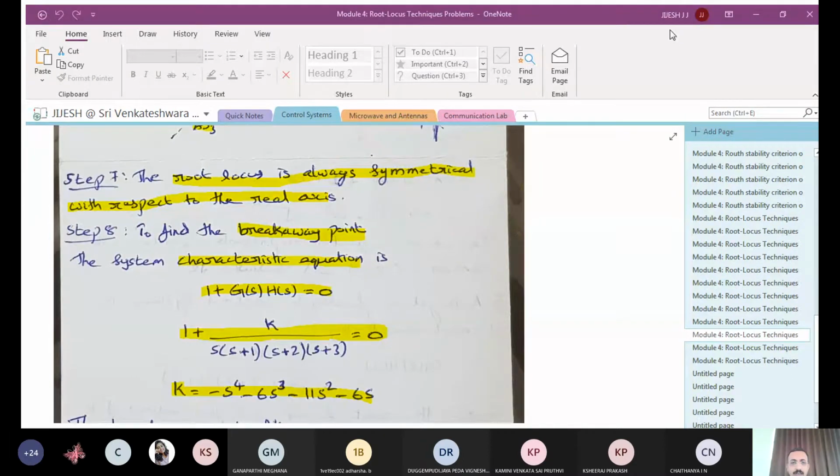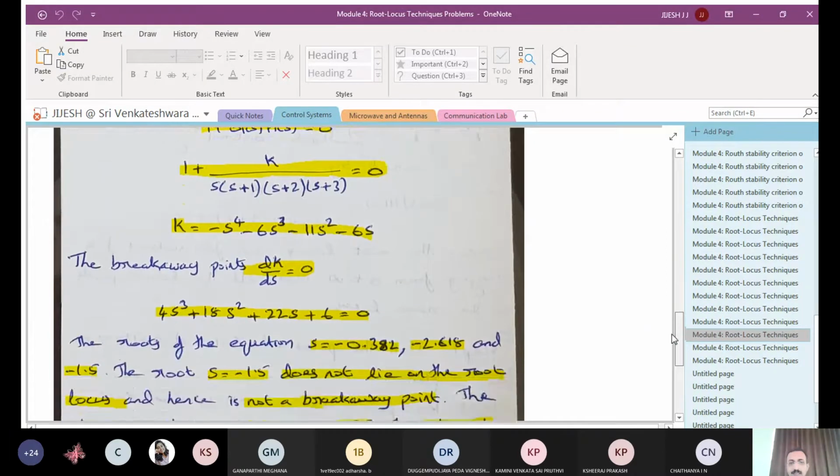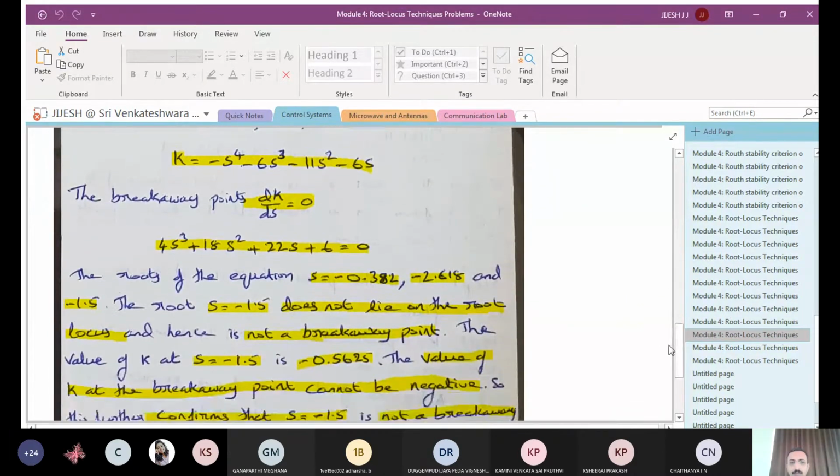Then further we got the equation for K as minus s raised to 4 minus 6s cube minus 11s square minus 6s. After that, to find the breakaway point, we took dK/ds equal to 0, and we got this equation: 4s cube plus 18s square plus 22s plus 6 equal to 0. When we found the roots, we got s equal to minus 0.382, minus 2.618 and minus 1.5.